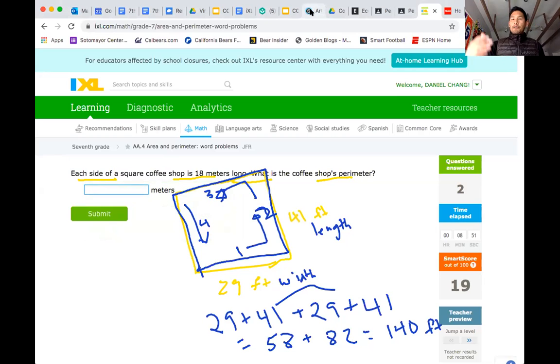All right, so that's how you deal with perimeter. The next set of questions you'll probably get are related to area. And remember, if you're doing squares and rectangles, it's just length times width. Instead of adding everything together, it's multiplicative.